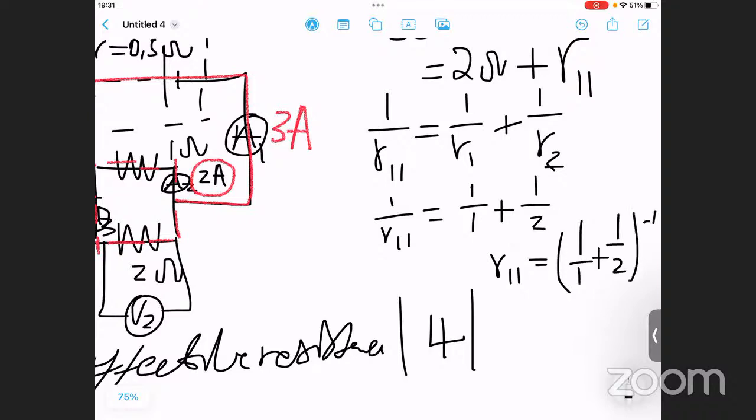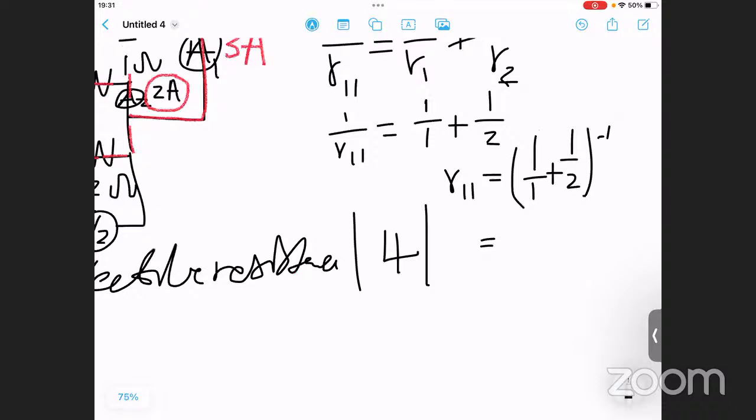That means we have 1 plus 0.5, which makes it 1.5. 1.5 is the same as 3 over 2 to the exponent 1. So this on its own is the same as 2 over 3. So what is 2 over 3 as a decimal? I think that will be 0 something. I will need a calculator.